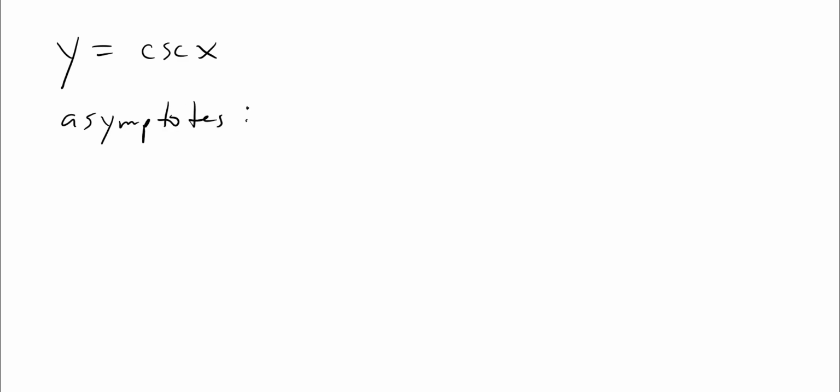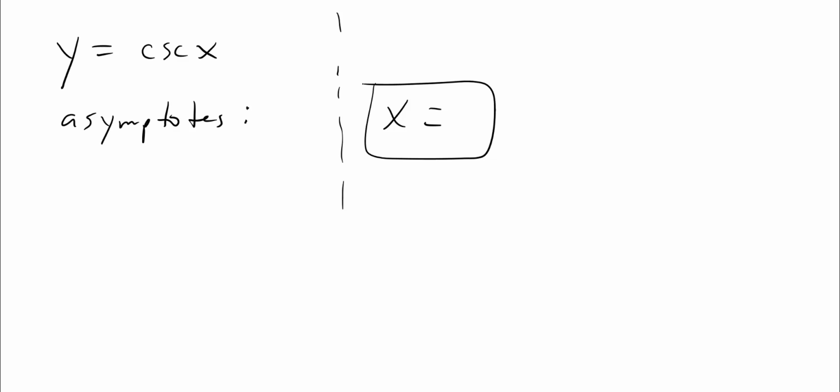First of all, let's talk about where the asymptotes are. Now, I may ask you two different things. I may ask you, give me a couple equations for the asymptotes. Well, first of all, you guys know that the dotted lines are vertical, so it's going to be x equals. That's really important, x equals. And so where is cosecant undefined? It's wherever sine equals 0. Do you guys agree with that? Wherever sine is 0, cosecant is undefined.